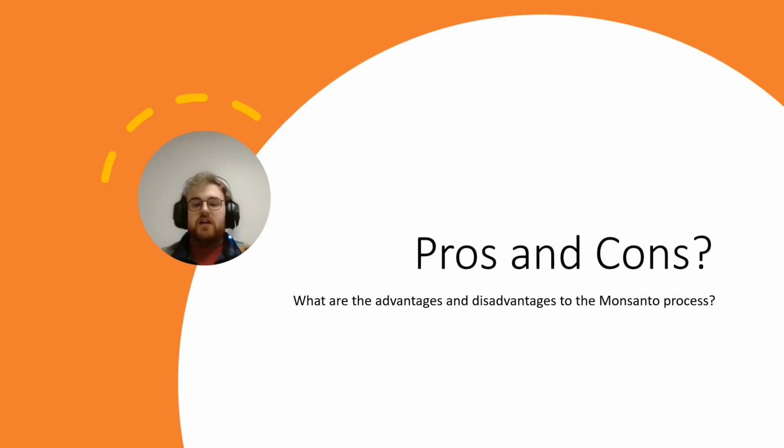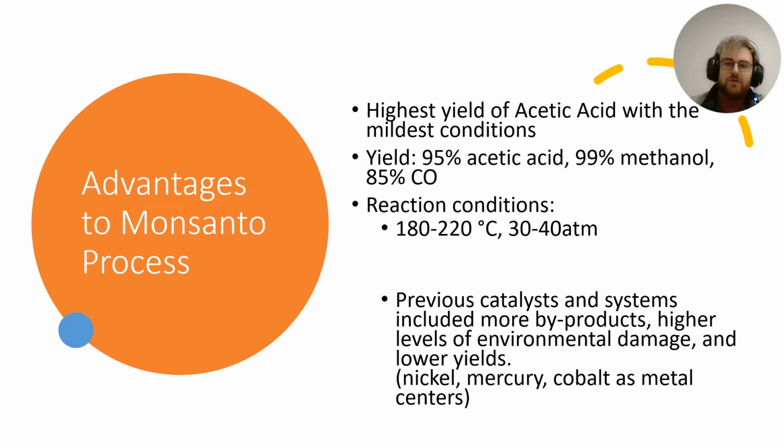So what are the pros and cons here? What are the advantages and disadvantages of the Monsanto process? First, I want to talk about the advantages of the Monsanto process in the catalytic cycle. It has a really high yield with only very mild conditions. The Monsanto process gives a yield of 95% acetic acid while consuming up to 99% of the methanol and 85% of the carbon monoxide that's put into the system, which is very good.